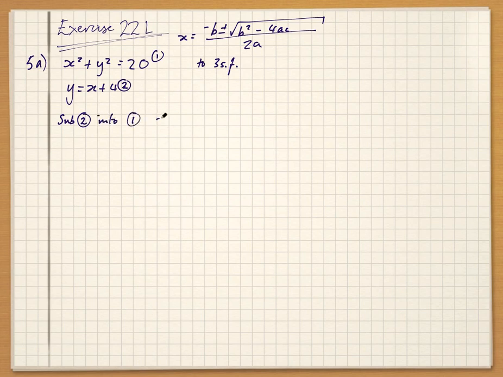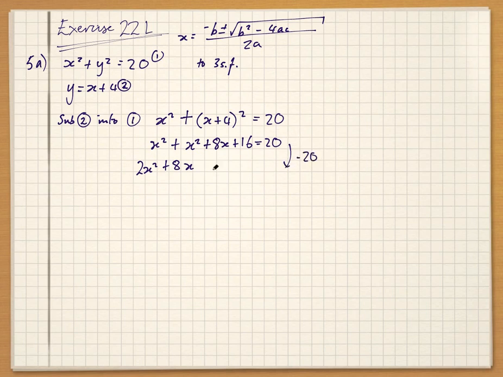and that will give me x squared plus y squared, which is x squared plus x plus 4 all squared, equals 20. That's x squared plus 8x plus 16 equals 20. Collect like terms, that's 2x squared plus 8x plus 16 equals 20, but I'm going to minus the 20 from the 16 in this step. So minus 20 from both sides. 16 minus 20 is minus 4, equals 0.